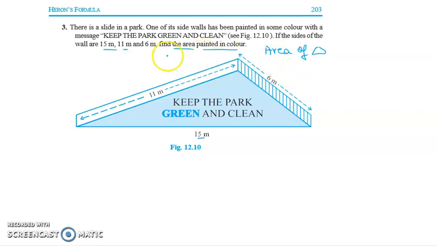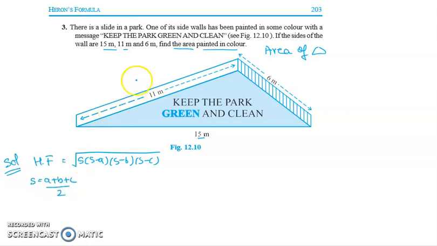So how will you find the area of a triangle? I'm starting from here. Solution: by Heron's formula. What is Heron's formula? The area of a triangle by Heron's formula is the square root of s(s minus a)(s minus b)(s minus c). What is s? s is the semi-perimeter, which is equal to (a plus b plus c) by 2. So what are the values of a, b and c? a is equal to 15 meter, b is equal to 11 meter and c is equal to 6 meter.